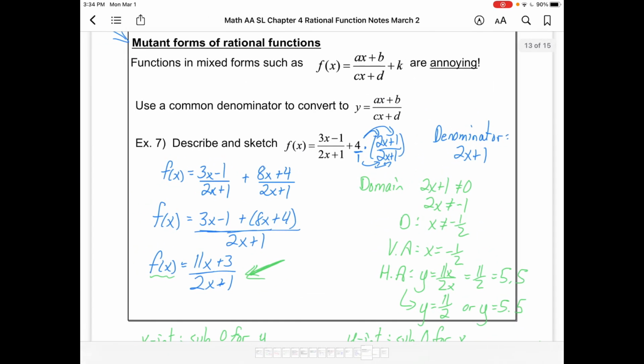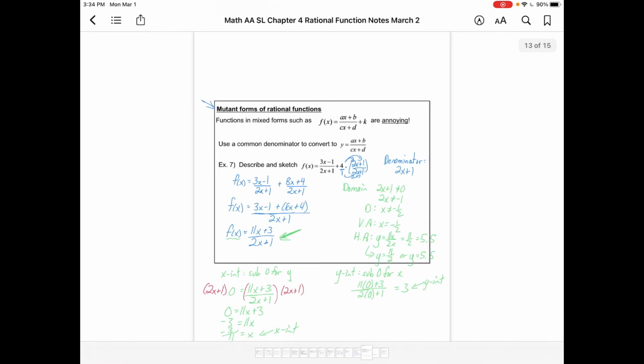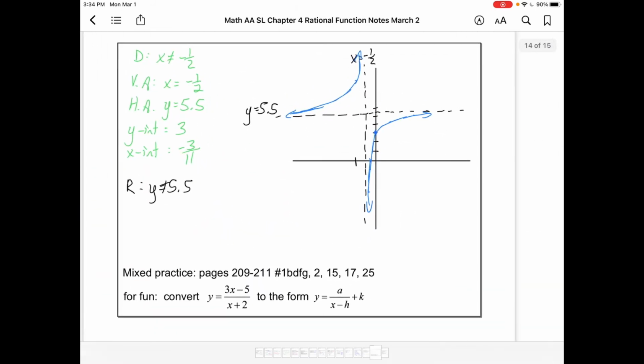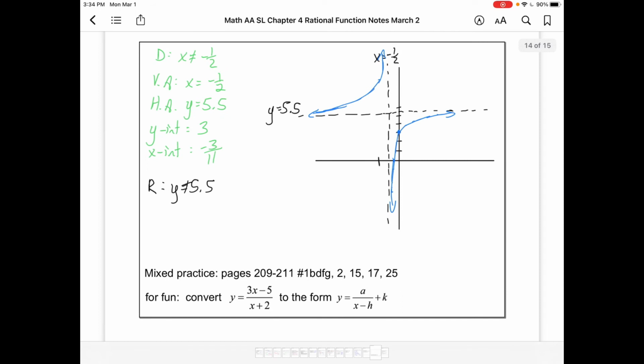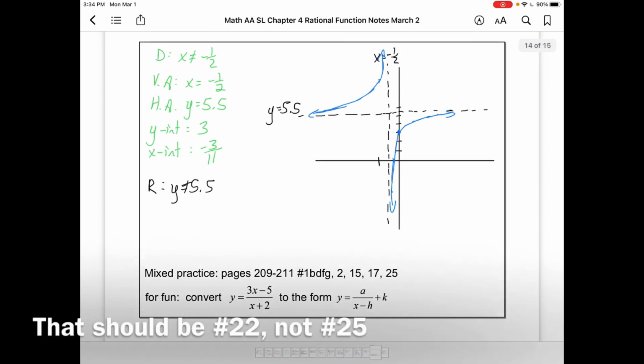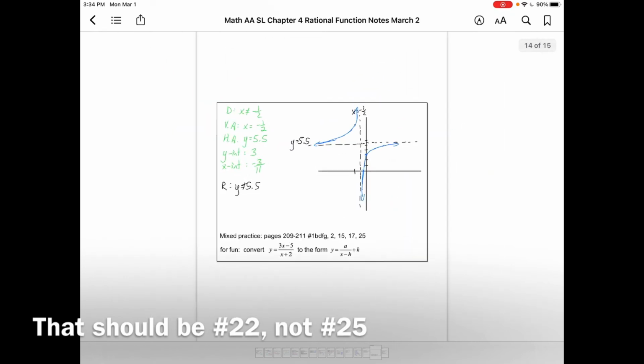Lastly, we have these, quote, mutant forms, where we put it to one or the other of the forms. I think you should put it in that linear over linear form. And that brings us to some practice here. I've got a for fun question as well. You can pause if you want to look at what numbers these are.